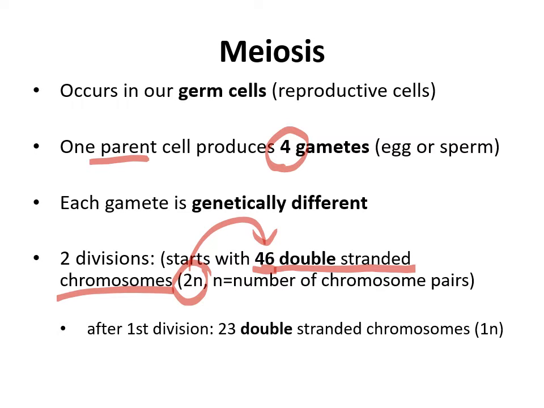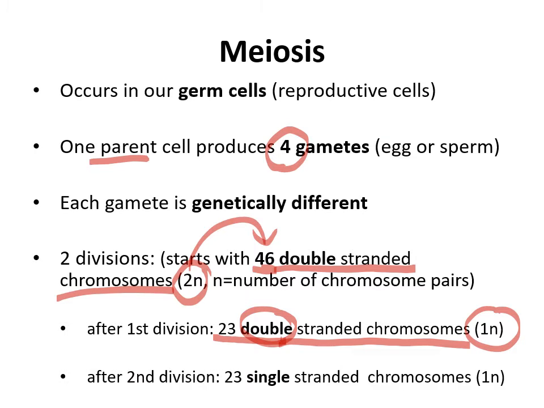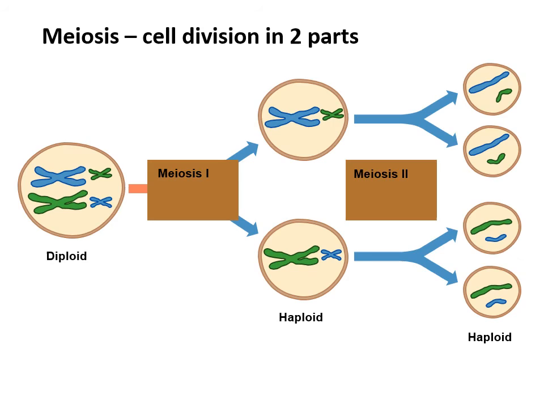After the first division, you're going to have 23 of these double-stranded chromosomes. So that's the point where it is haploid, but they're still double-stranded. They still have 2 chromatids, so we go through one more division. And after that second division, you have 23 single-stranded chromosomes, still haploid. So let's figure out how that works.